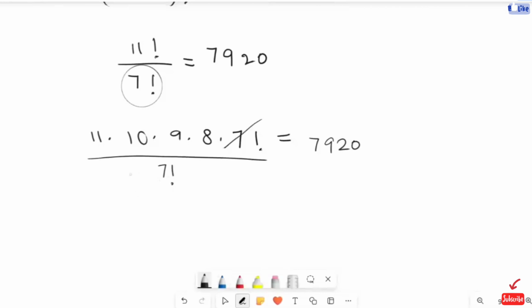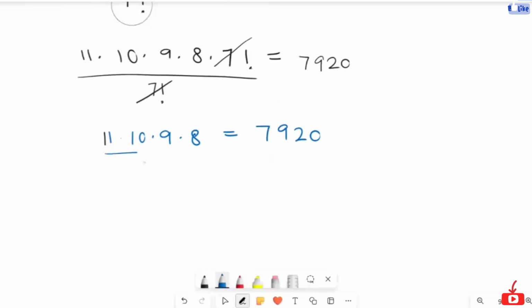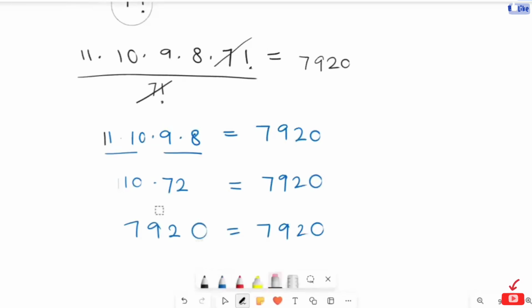So the remaining value we have 11 times 10 times 9 times 8 is equal to 7,920. As I multiply 11 times 10, I will get 110. And as I multiply 9 times 8, I will get 72. 110 times 72 is equal to 7,920. So here the left hand side equals the right hand side. So the value of x we found is absolutely correct.